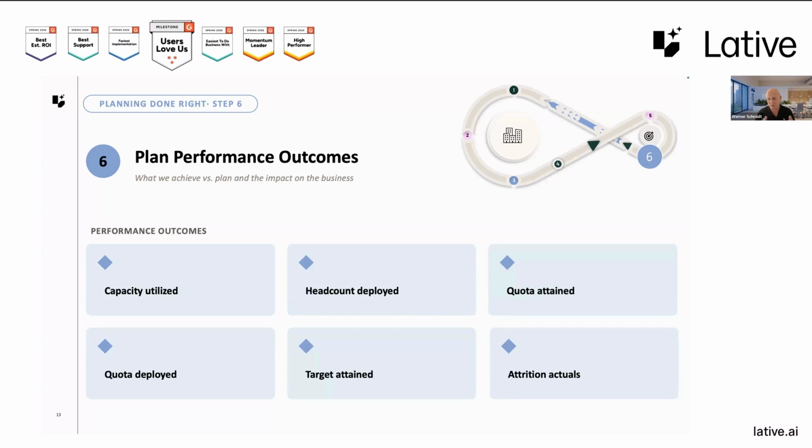Tracking target attained, of course, and then attrition actuals. Always watch that attrition because attrition tells you if you've got a healthy sales organization or not.